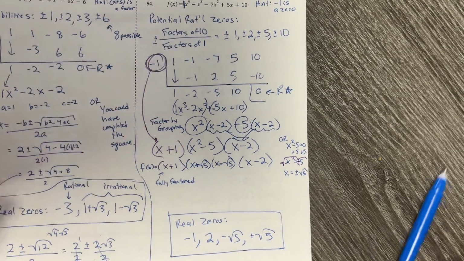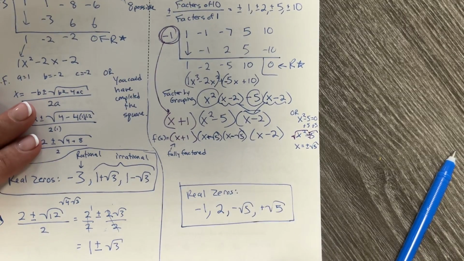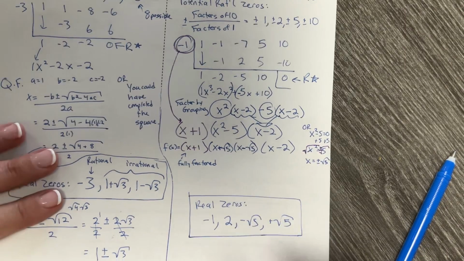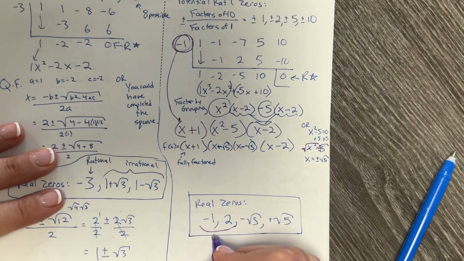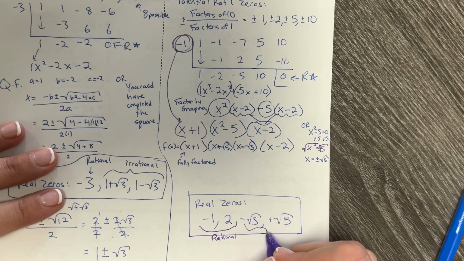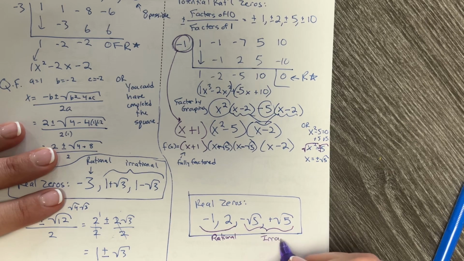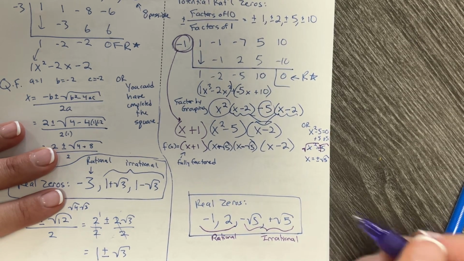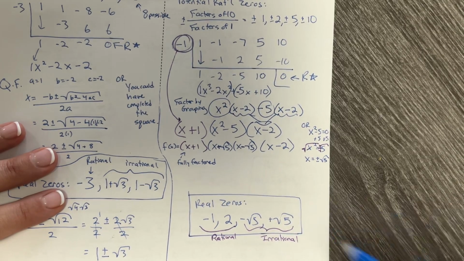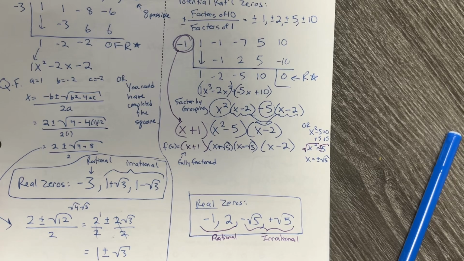These are all real, but as a side note, only these first two were rational and on our list of possible rational answers. And these two were irrational because any square root of a not perfect square is irrational. And they're all real. None are imaginary. That's for next class.